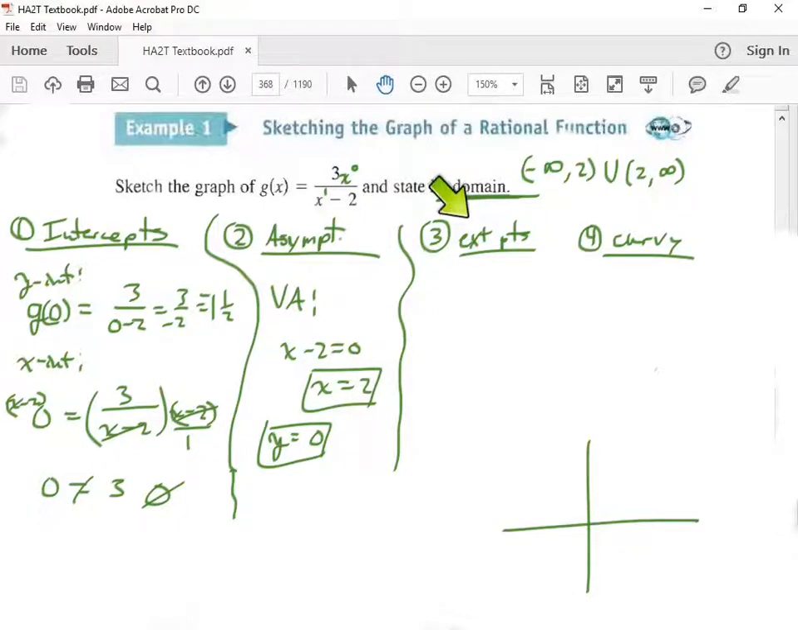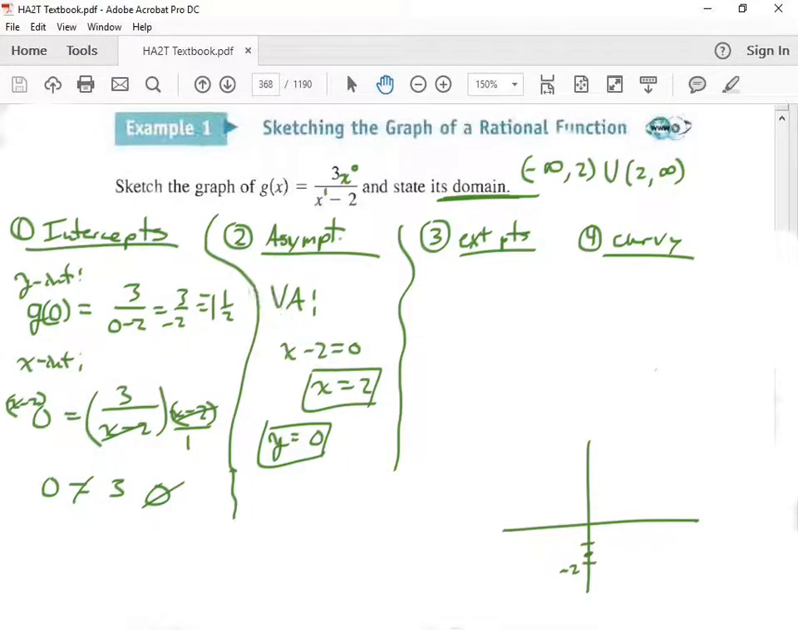Because before we start doing extra points, we're going to have to see where our vertical asymptote is. So to start us out, we have our y-intercept at -1 and 1/2. So I'm going to draw -1, -2. So that's -2 right there. -1 and 1/2 is right about there. And then we have no x-intercepts.